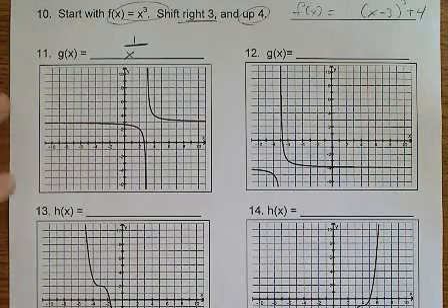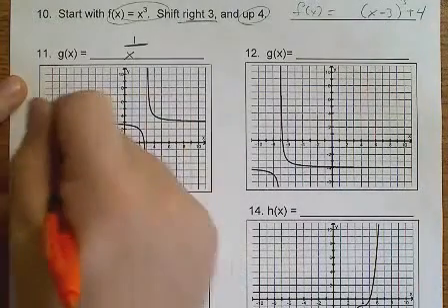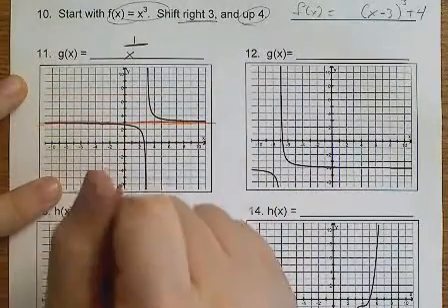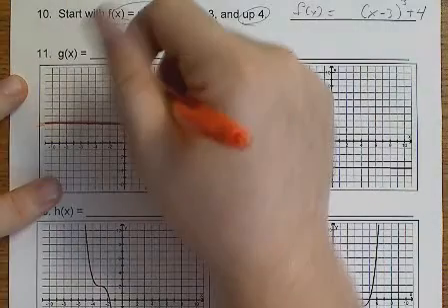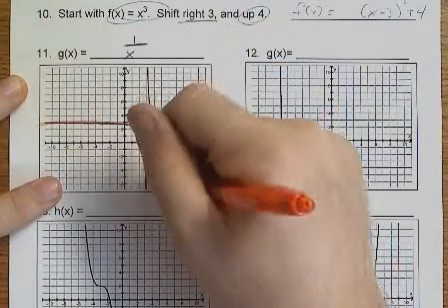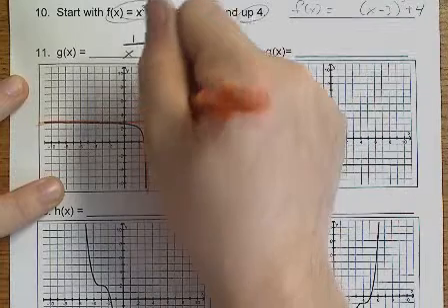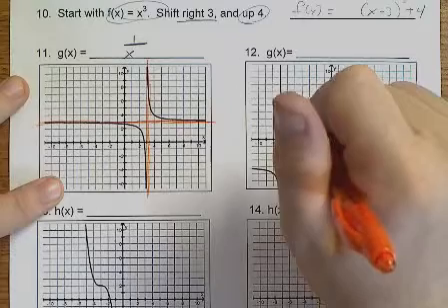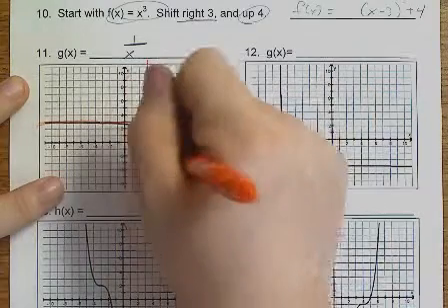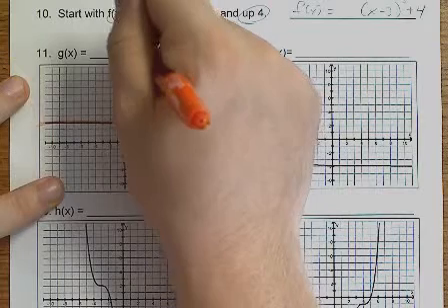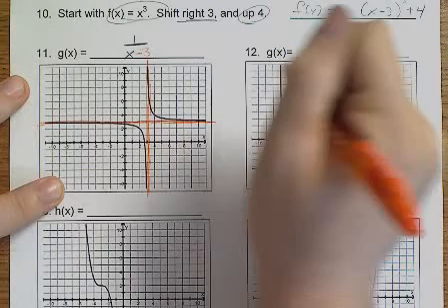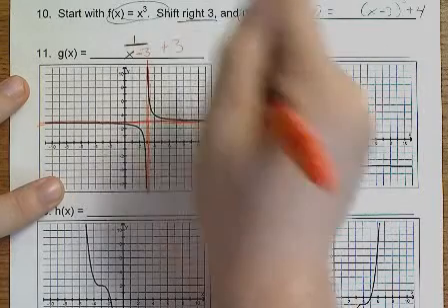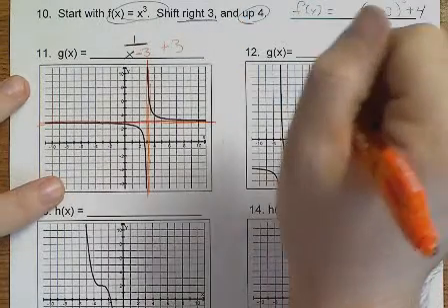Well, I've got one asymptote here at 3. And I've got another asymptote here at 3. So that means that I moved right 3, which means I need to subtract 3 on the inside. I moved up 3, means we plus 3 on the outside. And we're still using 1 and 1, so there's no stretching.